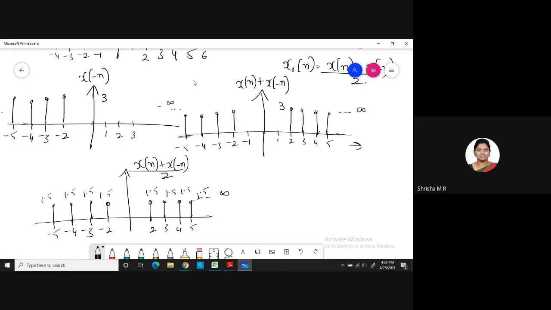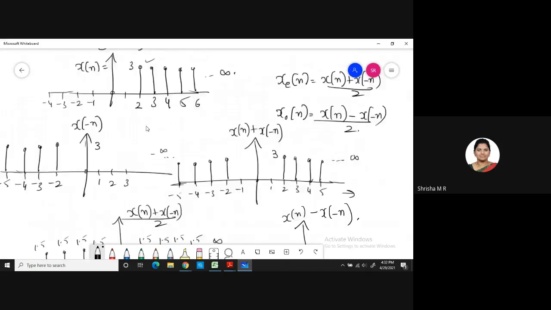Understood? Amplitude is getting half. Okay, so we will see the odd part, that is x of n minus x of minus n. So x of n minus x of minus n means you have to subtract this from this.